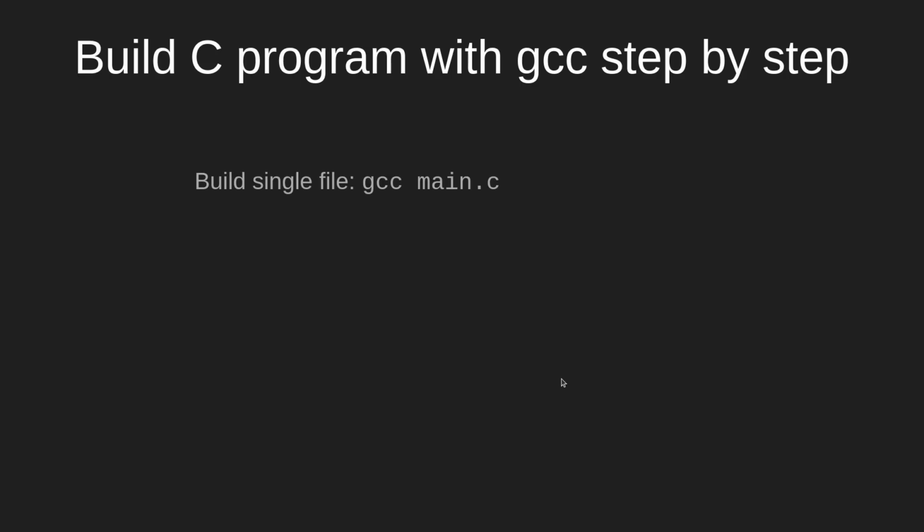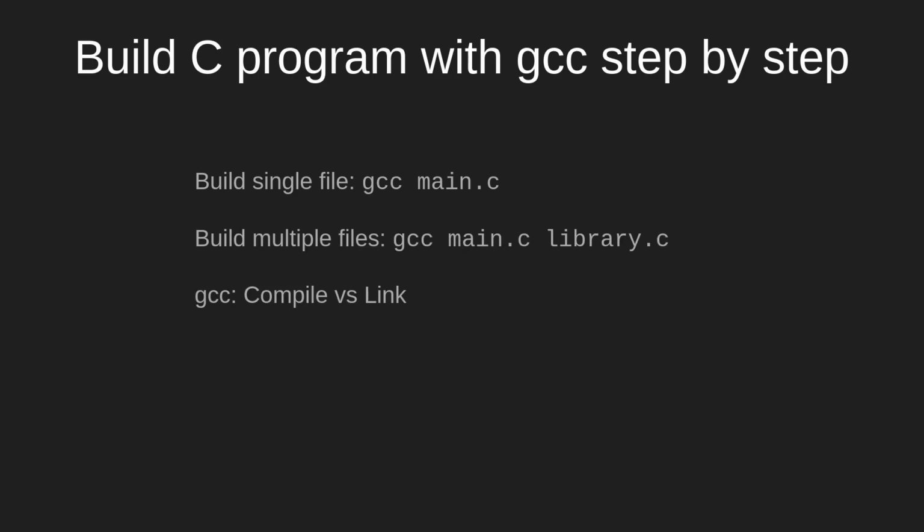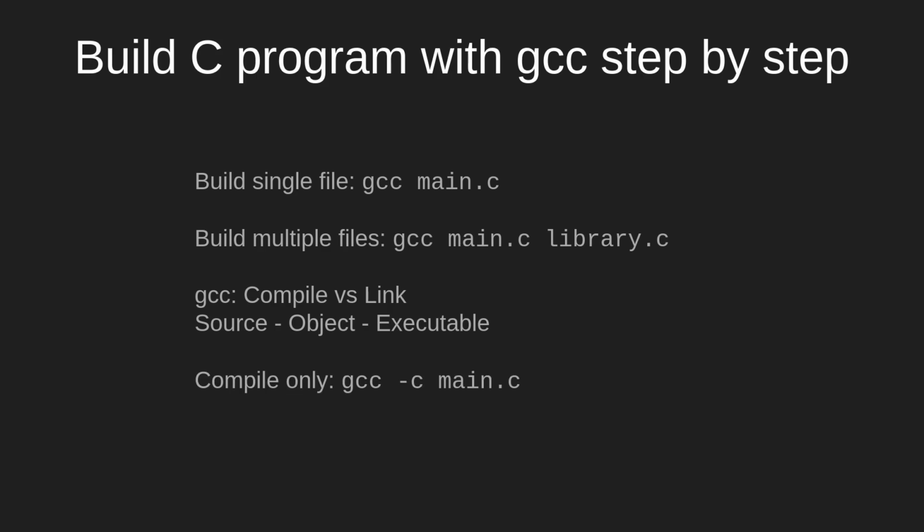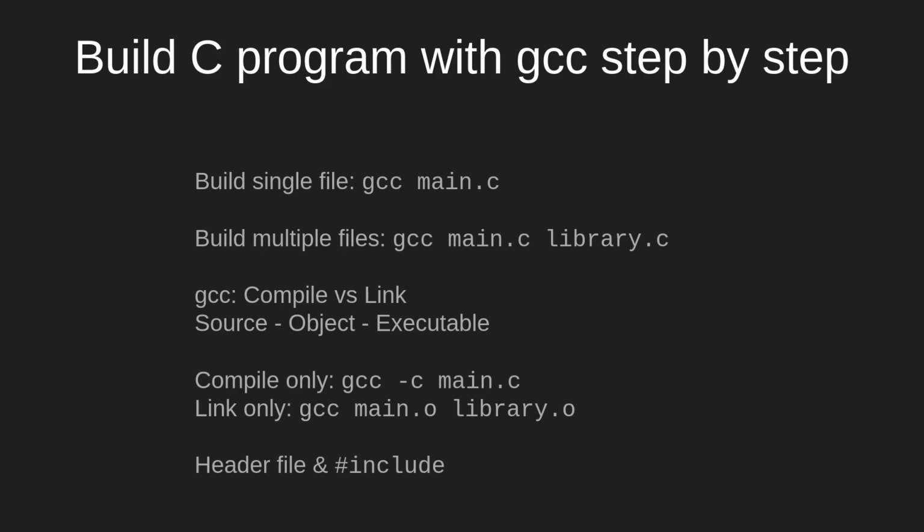Okay, so let's quickly recap what we learned so far. We learned how to start with building a single file, and then we can build multiple files. Then we learned how compile and link differ. We know the difference between the source file, object file, and the final executable file. We can also compile only or link only. And then we learned about the header file, why we use it, and also the include statement and what it actually does.